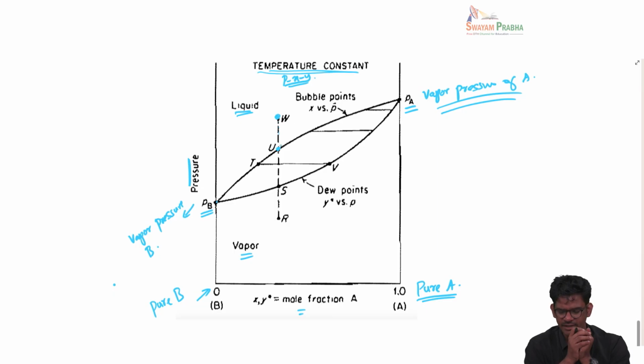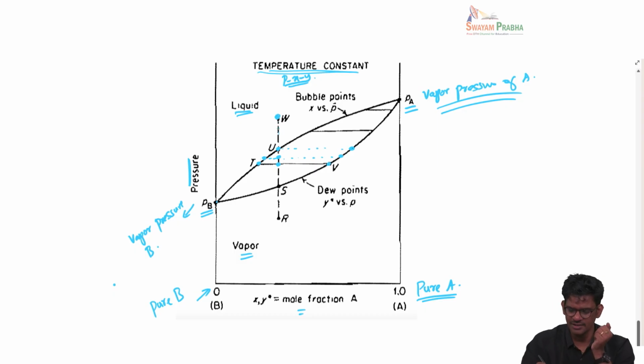Okay, at point U, the first bubble will form, and that bubble will have a composition corresponding to this point. And if you continue to decrease the pressure, you come somewhere here. Again, the system will phase separate into liquid and vapor. The liquid composition corresponding to this point, vapor corresponding to this point, and then if you continue further, you come to this line TV, tie line. So here again, the liquid will have a composition corresponding to T, vapor corresponding to V.